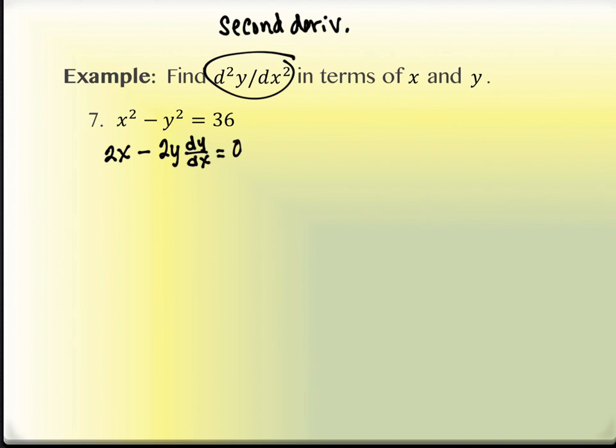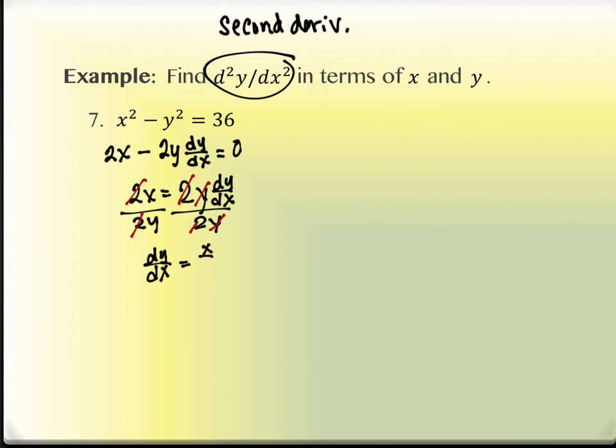Okay, at this point, I do need to solve it for dy/dx in order to take the next step that we haven't seen done yet. So I will solve it for dy/dx. I'll shift my 2y dy/dx to the right and we divide by the 2y. So the 2's cancel, the y's cancel, the 2's here cancel. So dy/dx is x over y. Okay, good with that so far.